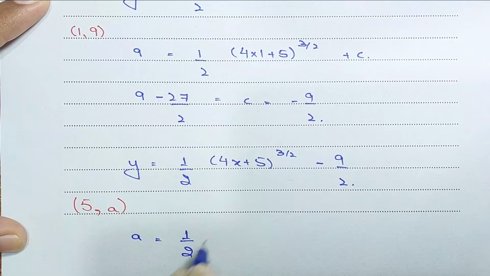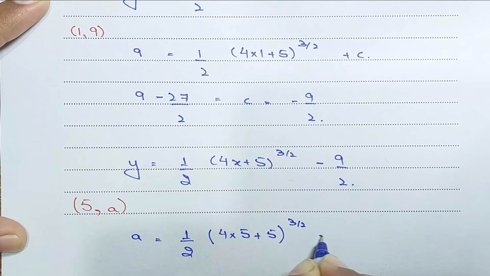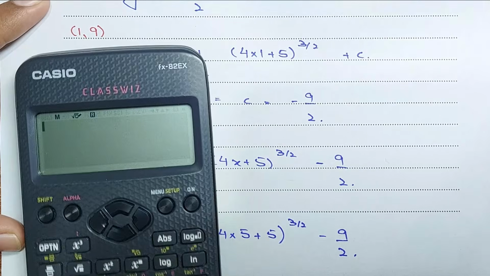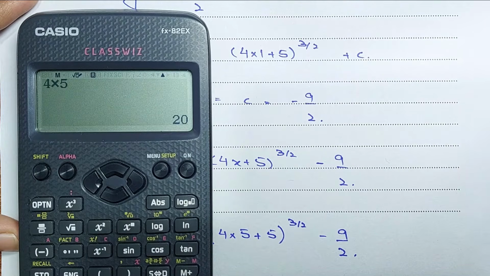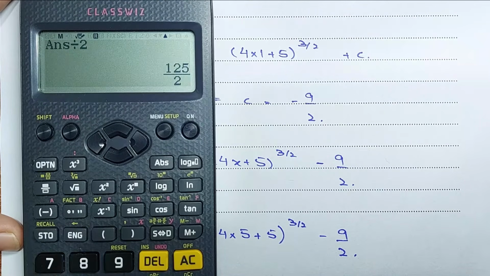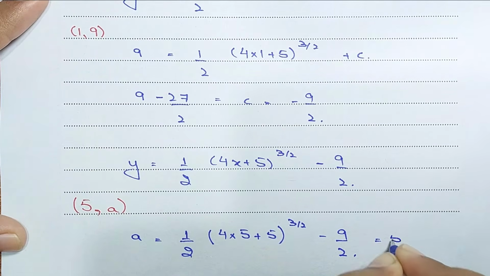1 by 2 into (4 times 5 is 20, plus 5) to the power of 3 by 2 minus 9 by 2. Let me calculate this. So we have 4 times 5 plus 5, its power is 3 by 2, 125 divided by 2 and subtract 9 by 2. A value is 58. So here A is 58.